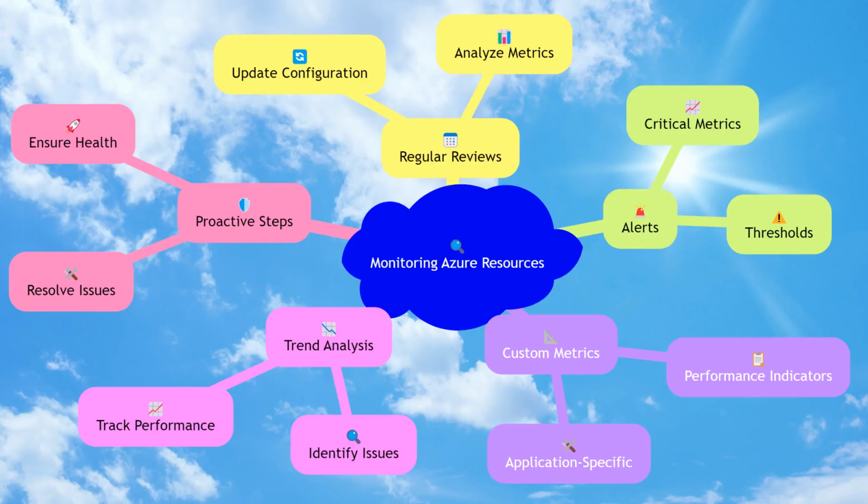To effectively monitor your Azure resources, it is important to follow best practices. This includes regularly reviewing and updating your monitoring configuration, setting up alerts for critical metrics, and creating custom metrics to track application-specific performance indicators. It is also important to regularly review and analyze your metrics to identify trends and potential issues. By following best practices, you can ensure that you are effectively monitoring the health and performance of your resources and can take proactive steps to resolve issues before they impact your applications and services.